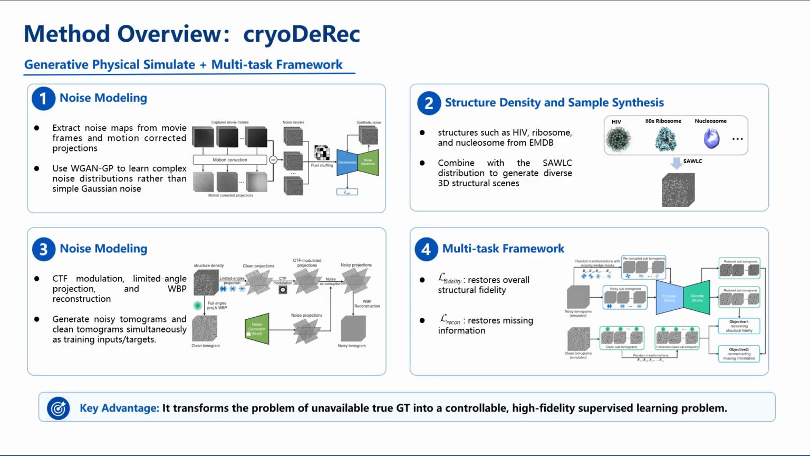The fourth module is the multitask framework. It optimizes two losses, fidelity loss, which restores overall structural fidelity, and reconstruction loss, which restores missing information. The key advantage is that cryoDeRec transforms the problem of unavailable true ground truth into a controllable, high-fidelity supervised learning problem.